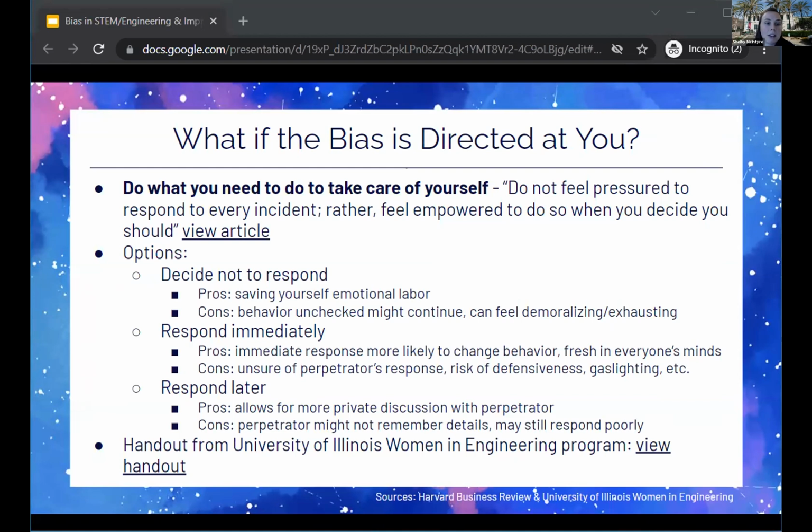And so the options that you have are deciding not to respond, responding immediately, or responding later. And each of those has kind of pros and cons associated with them. And there's even a handout from the Illinois Women in Engineering program about responding to bias and what you can do when that happens. So I'm putting that in the chat right now as well. Microaggressions and bias and how to respond specifically for women in engineering.